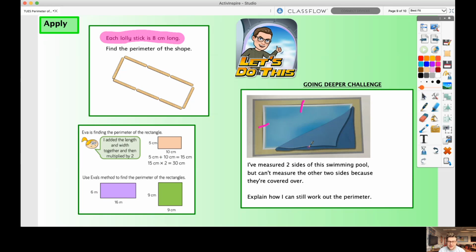Now I'm wrong there. I can still work out the perimeter of this shape, and we've talked about it in this lesson a couple of times. Now that I know these two sides, how is that going to help me work out the length and width of the other two sides that are covered and the perimeter as a whole? Please explain that to me. Try and use mathematical language that we've looked at today, okay? Pause here, have a go at those 3 questions, come back, and we'll move on.